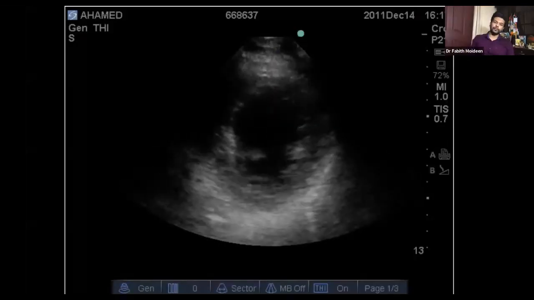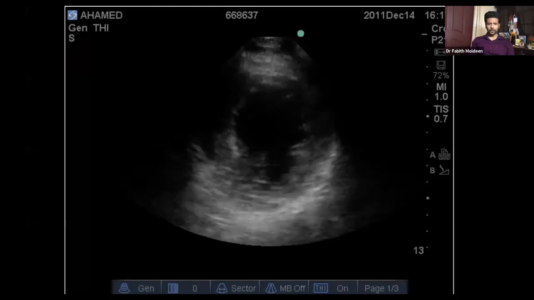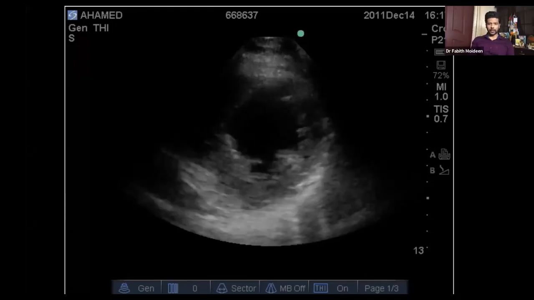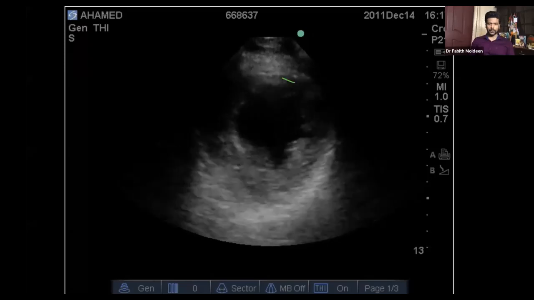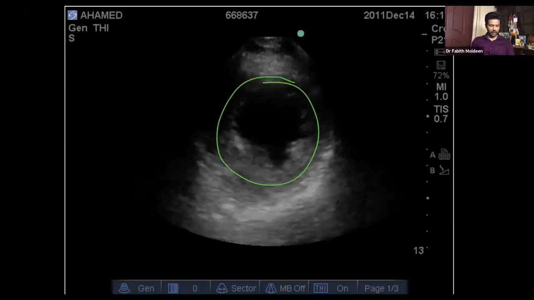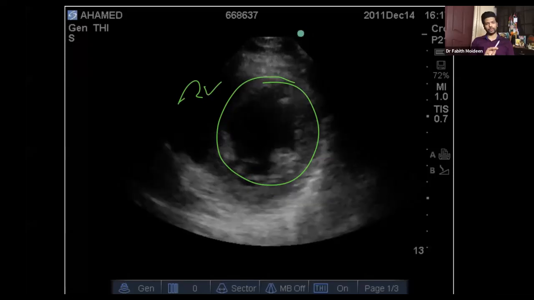So this one is a short axis view of the heart. At the papillary muscle level, you will agree with me that it's round, nice LV. The RV is not that big because you can't see it, so it's good.